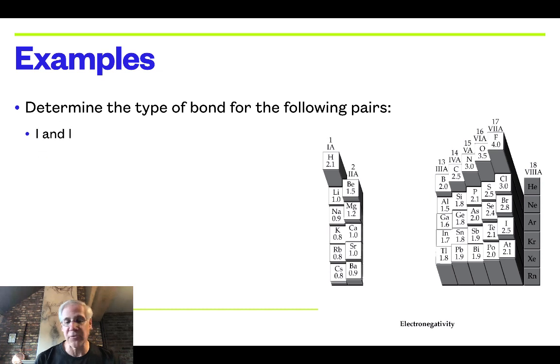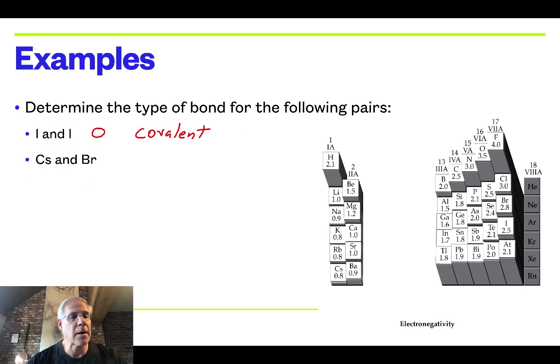So here's some examples that we can try. Iodine and iodine. So we have two of the exact same elements there, and so the difference in electronegativity is going to be 0. And if the electronegativity difference is 0, then we have a covalent bond.